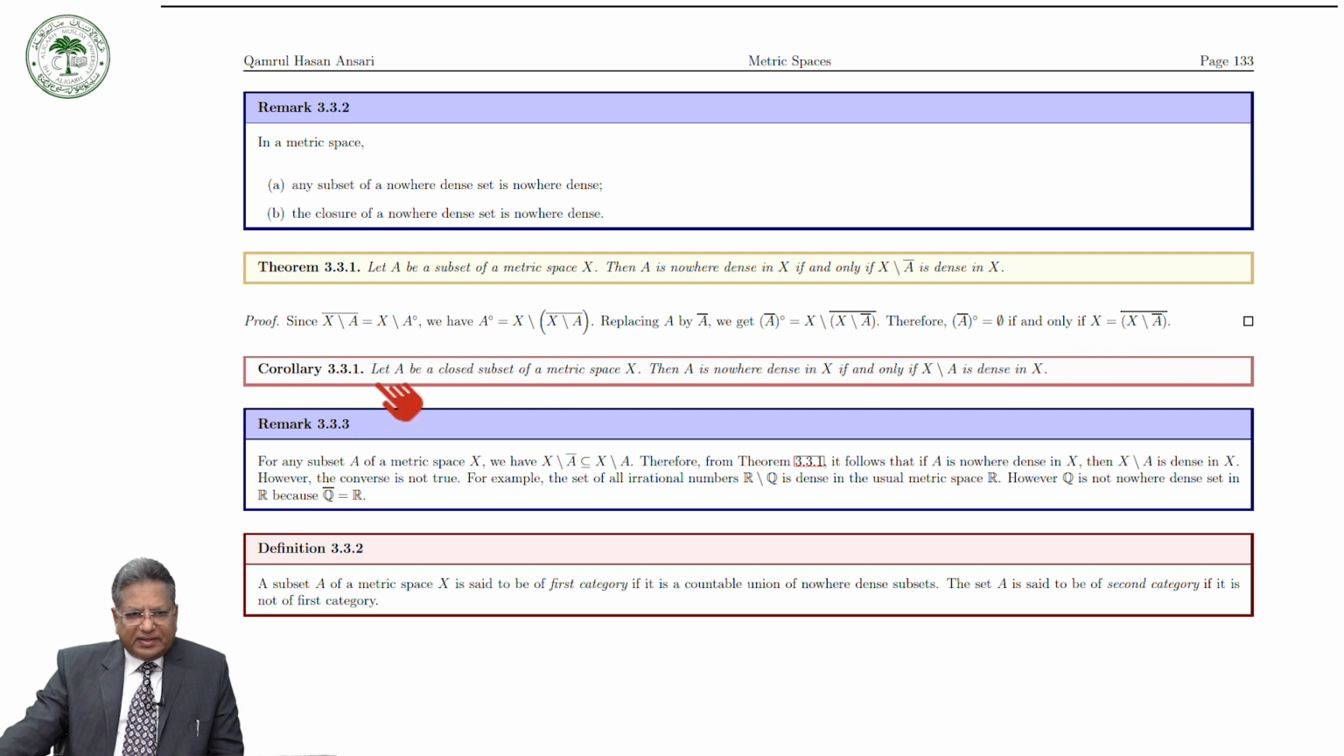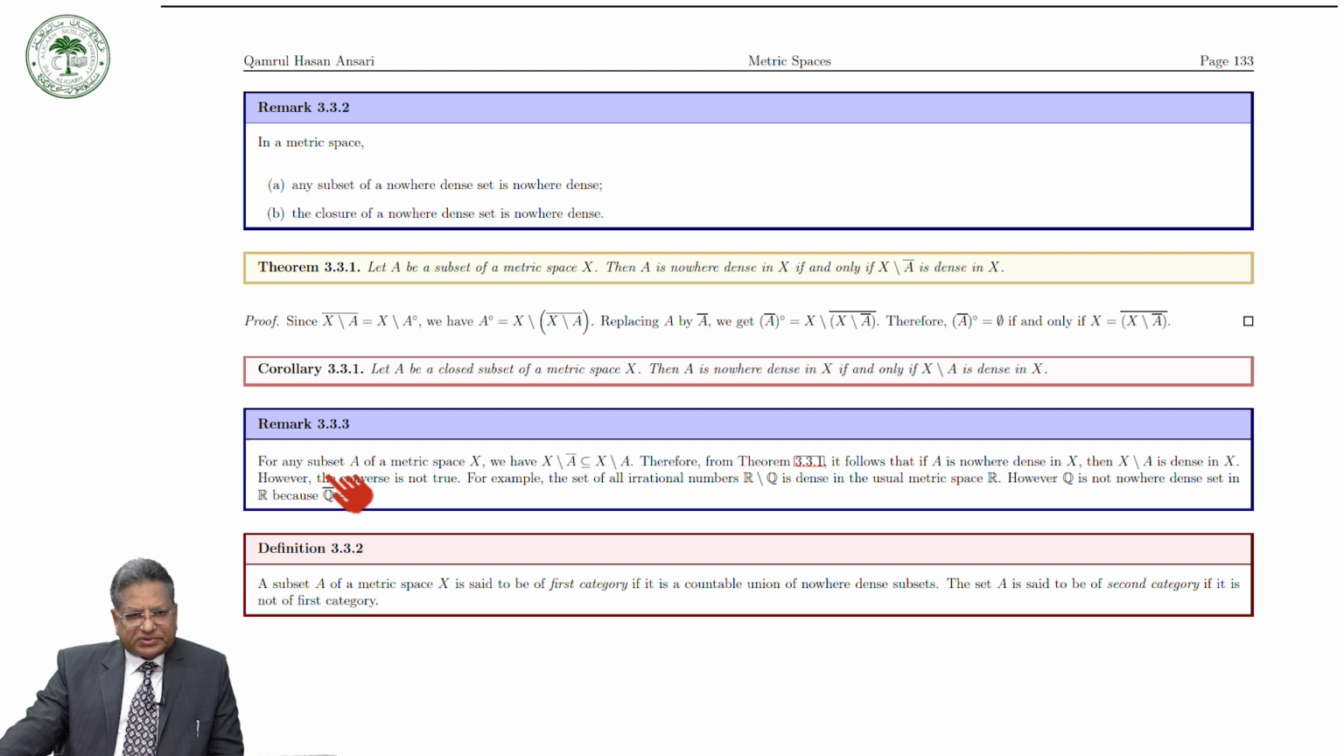Now, a corollary. Let A be a closed subset of a metric space X. Then A is nowhere dense in X if and only if the complement of A is dense in X. Here again we can see that the set A is closed. So if the set A is closed in X, then A is nowhere dense if and only if the complement is dense. So you can see that here we have a little better relation between nowhere dense sets and dense sets, but we have to consider only closed subsets of a metric space.